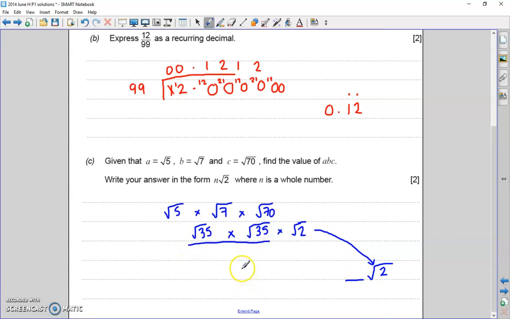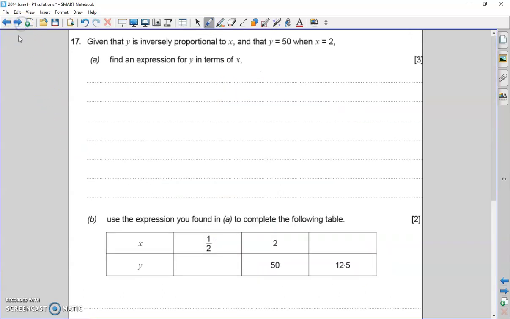Okay, so that part's sorted. What happens when root 35 is times root 35? Well, a neat little rule of surds is that if you've got the same surd multiplying, it just loses its square root sign. So root 35 times root 35 is 35. If it looks like they're asking you to do something horrible with surds, there's probably a shortcut. Nearly done.